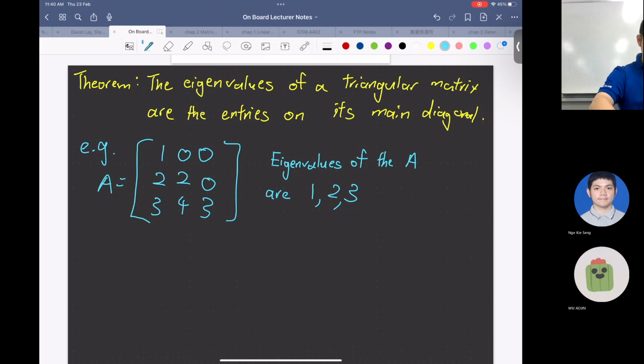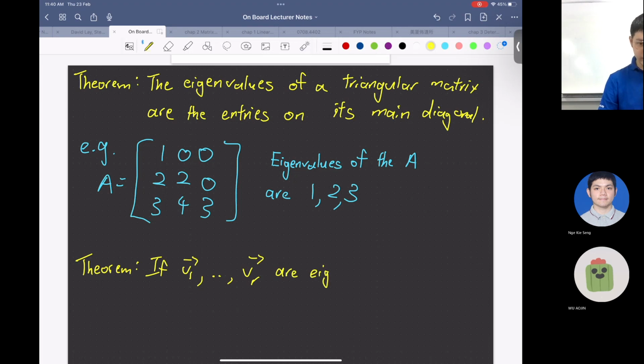So the next theorem is: let's say you have eigenvectors with different eigenvalues, respectively. They have to be different. They're eigenvectors with different eigenvalues respectively.